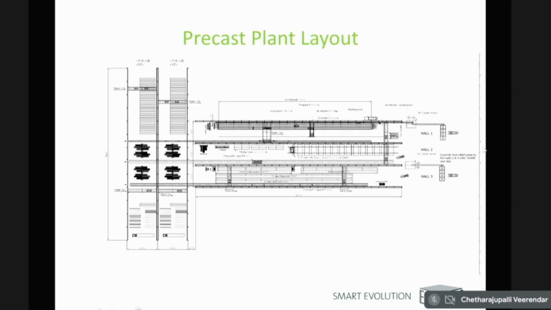So I just thought that it is better to have a precast factory layout that gives you an idea about what actually happens in a precast factory. So here, this area is the batching plant area.